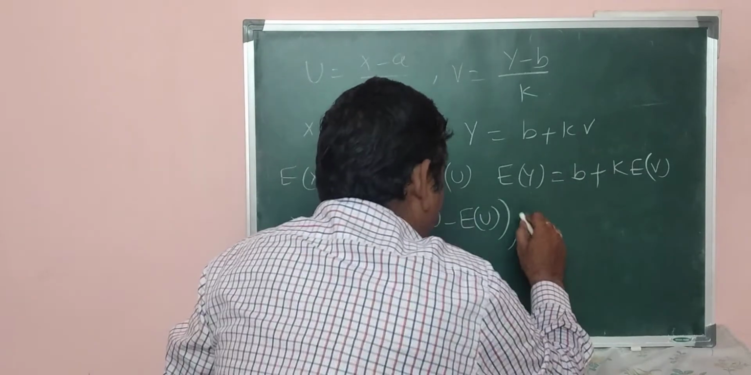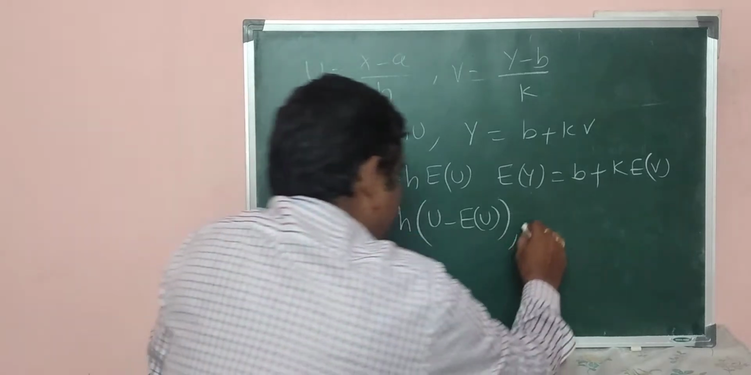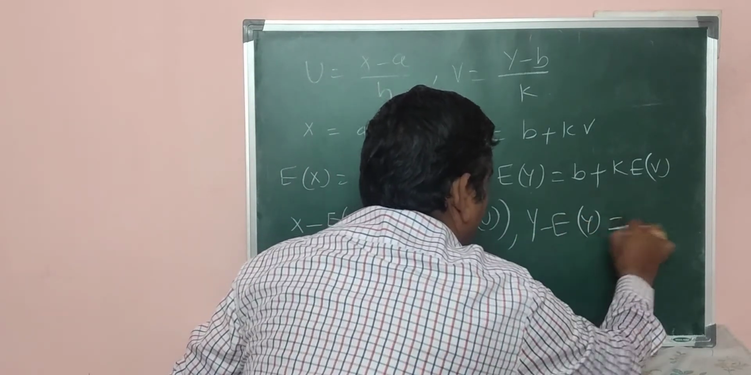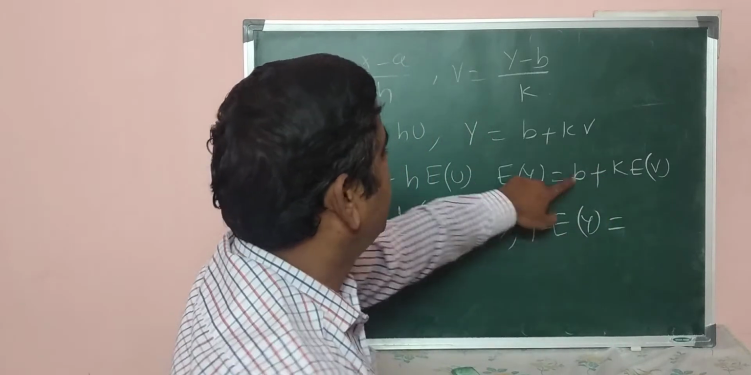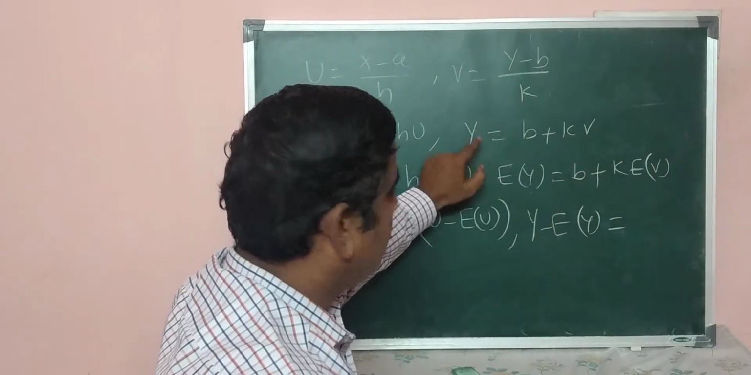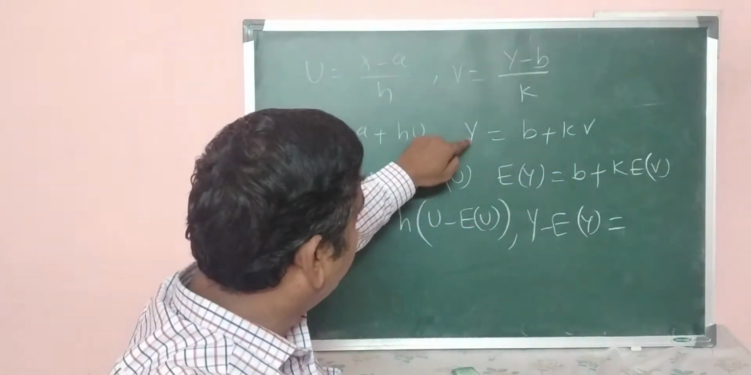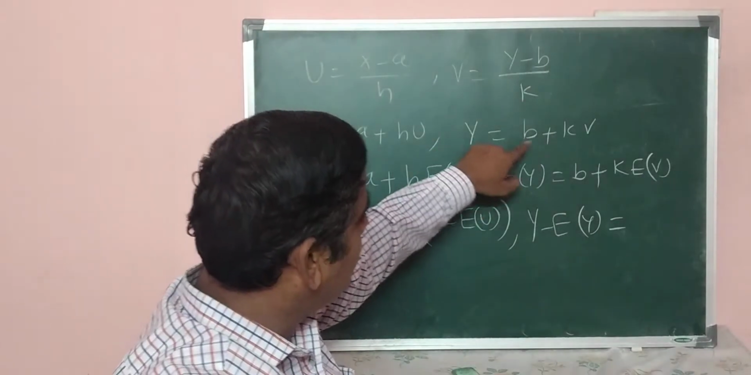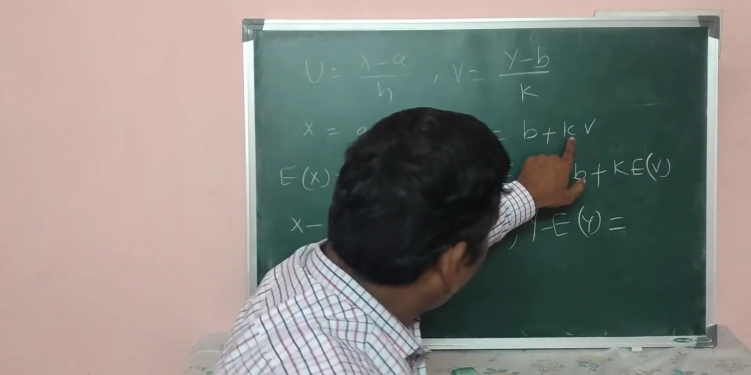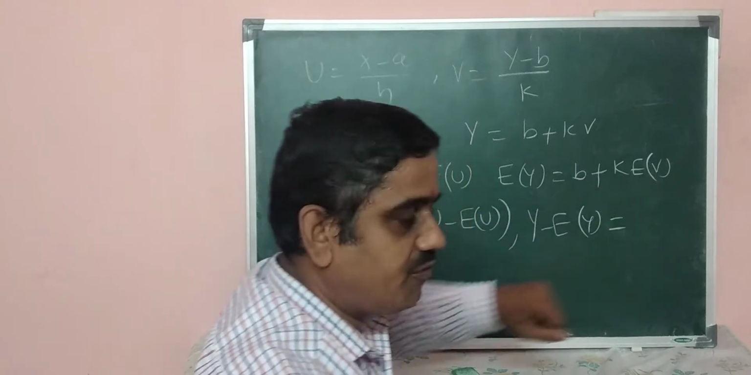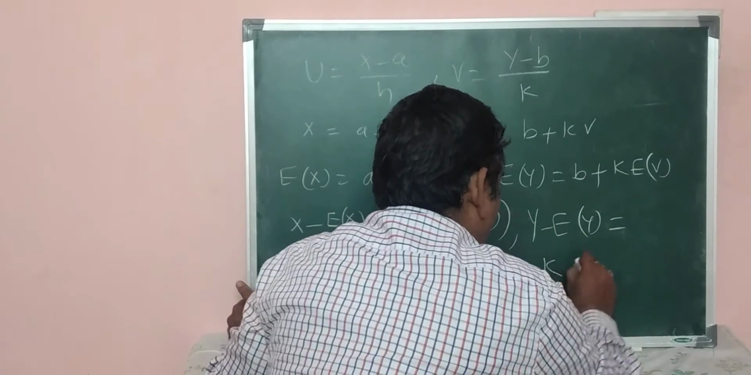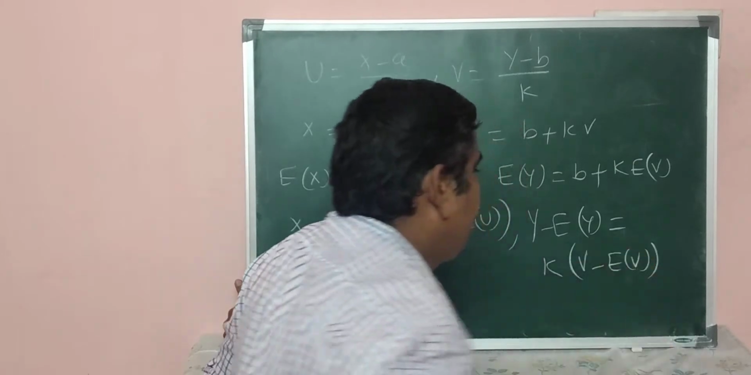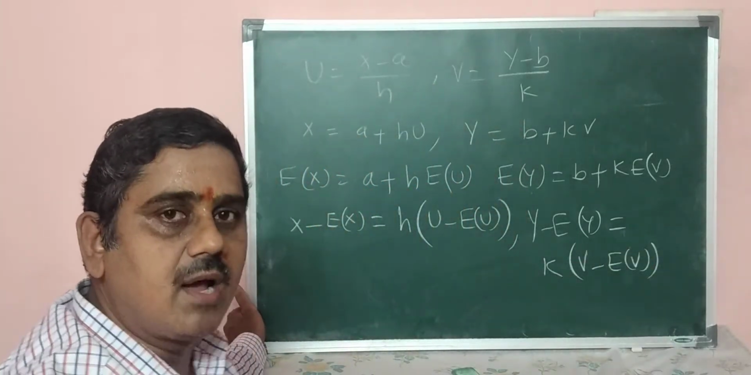And also I calculate y minus expectation of y. Here b minus b, I am subtracting these two. Hope you are following here. y minus expectation of y, I am subtracting these two. b minus b, 0, cancels. And kv minus k into expectation of v. So I am taking k common, k into v minus expectation of v. Okay. I have to calculate one more term. What is that?